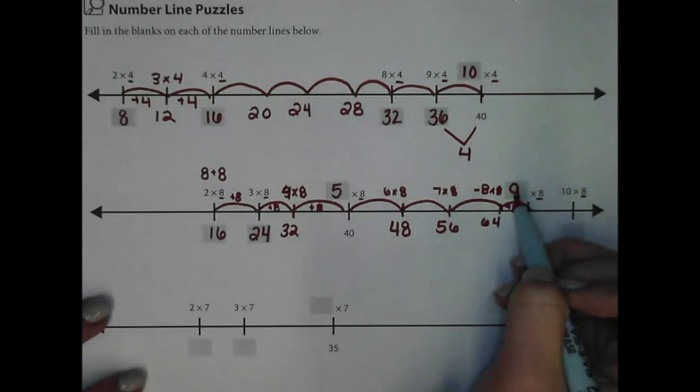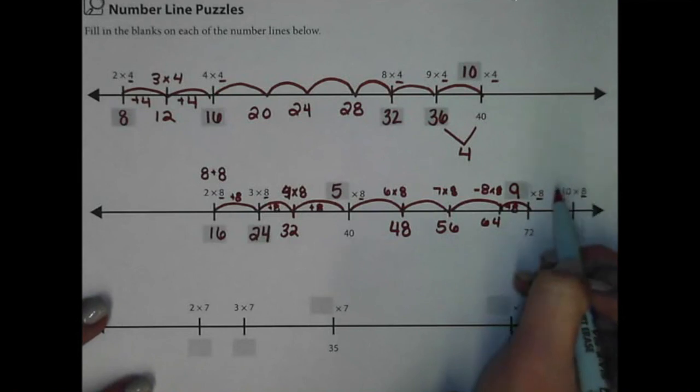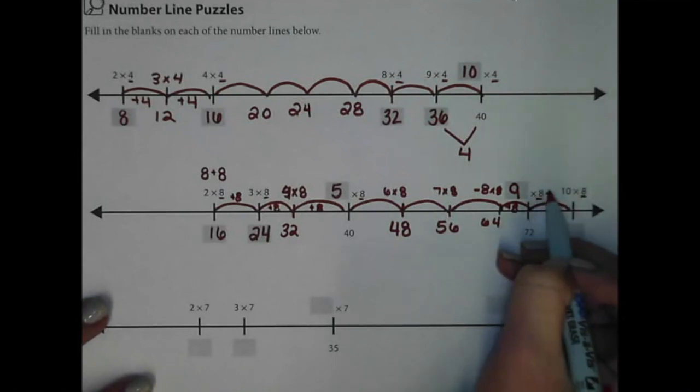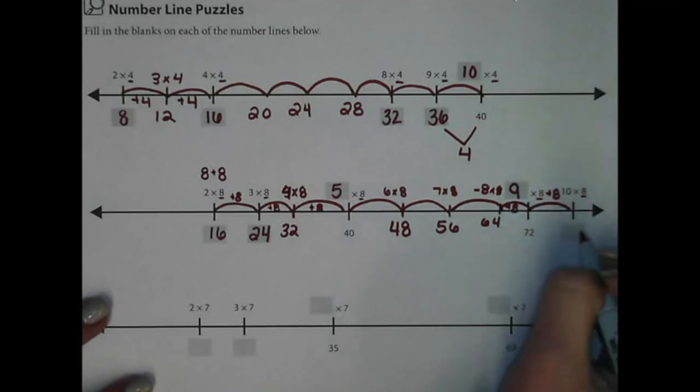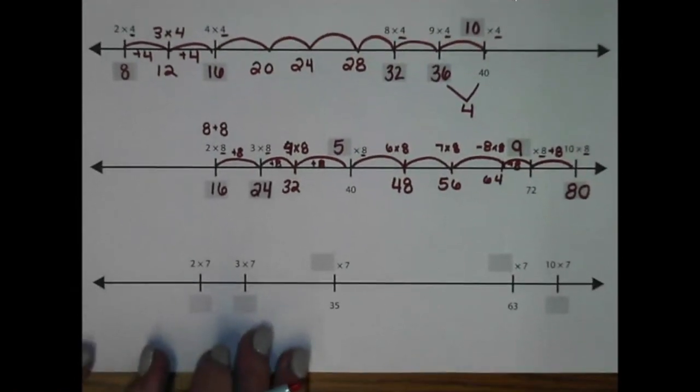Now, I'm at 9 times 8, and I jumped one more to get to 10. So I can either figure out what 8 times 10 is, or I can just add 8 to 72 and get to 80. Now here's my final number line.